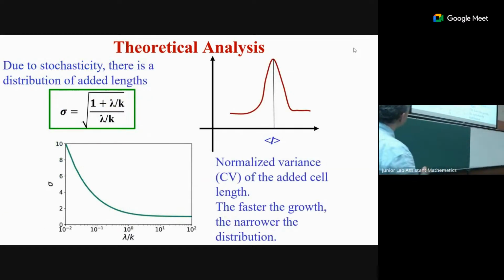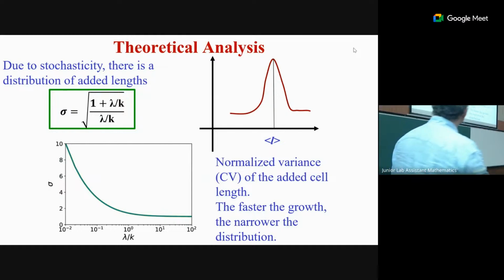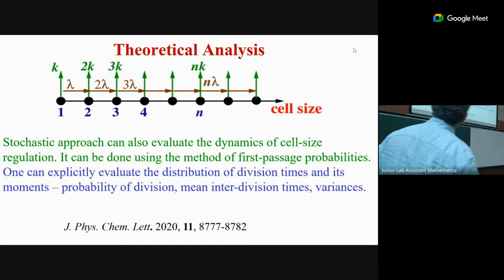Yeah, so you can calculate everything because the model is relatively simple. You can analytically calculate any possible moments, and what I showed here. So essentially, you will have a distribution of sizes, right? Of added sizes between divisions. The average one is usually the peak, and you can see that the larger the growth rate, the more narrow the distribution. Okay, so that was a spatial picture.